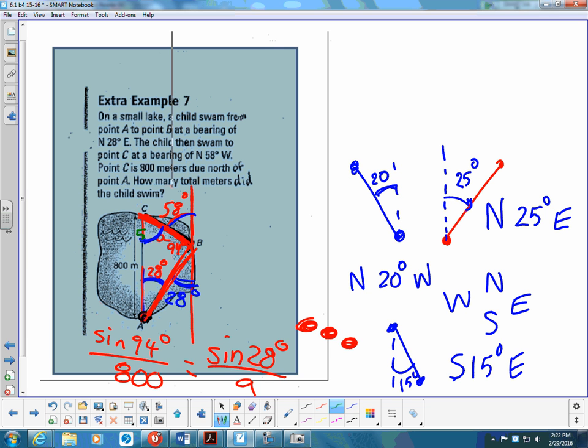And so this is 58, so you can say sine of 94 over 800 equals sine of 58 over C and solve for that. Does this make sense? And then you're going to add those two side lengths together to get the total distance that the child swam. All right, so I put a big dot, dot, dot on this, so you are finishing this one up. Okay, what else do I have for you?